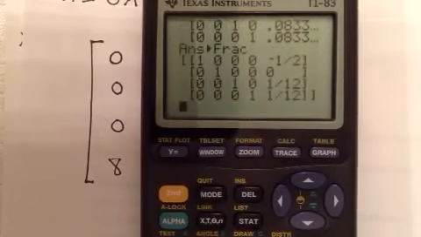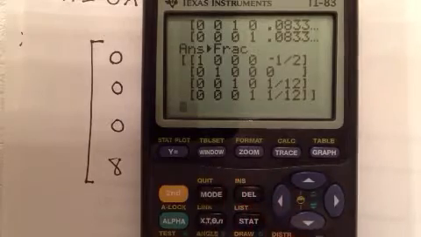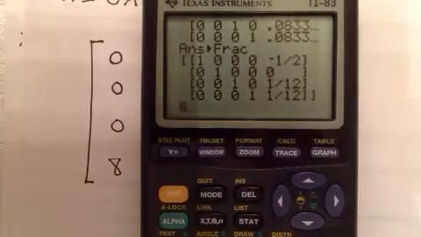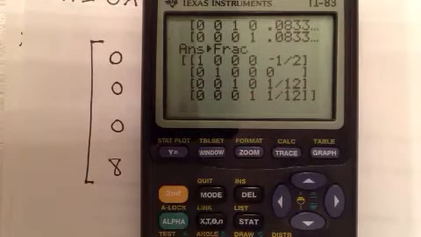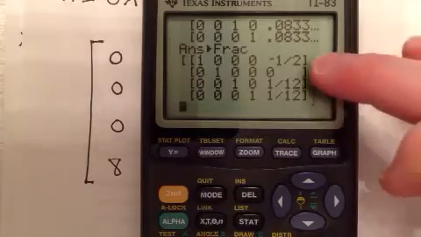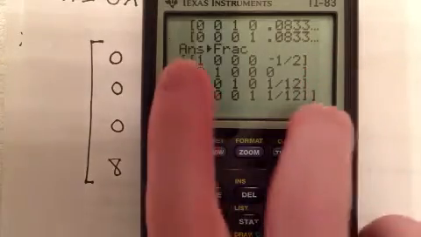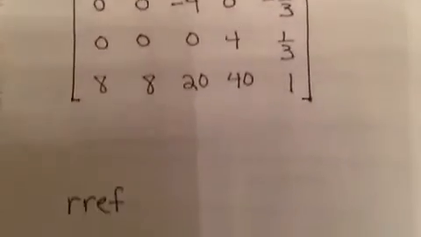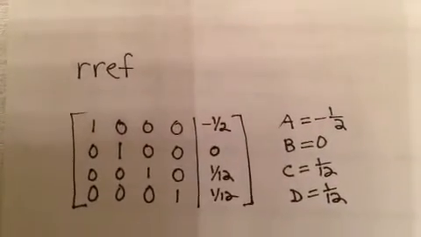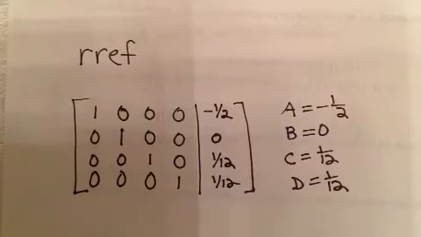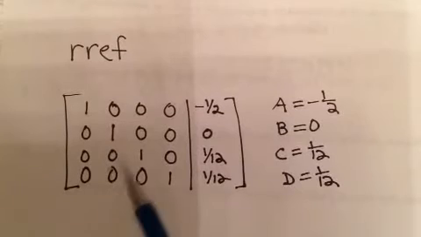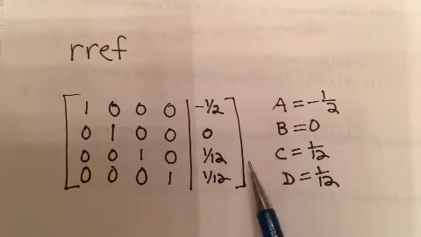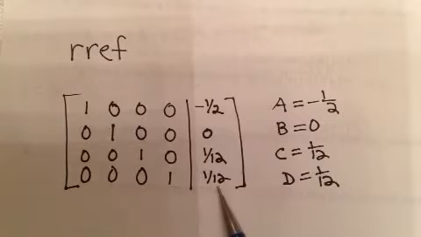To clear away the decimals, you can go with the math key, go to fraction, and so for this layout we have the reduced row echelon form, and you have ones running diagonally, and for the results here we have, going down, negative 1/2, 0, 1/12, and 1/12. So for the reduced row echelon form, this signifies that 1A is equal to negative 1/2, 1B is equal to 0, 1C is equal to 1/12, and D is equal to 1/12.